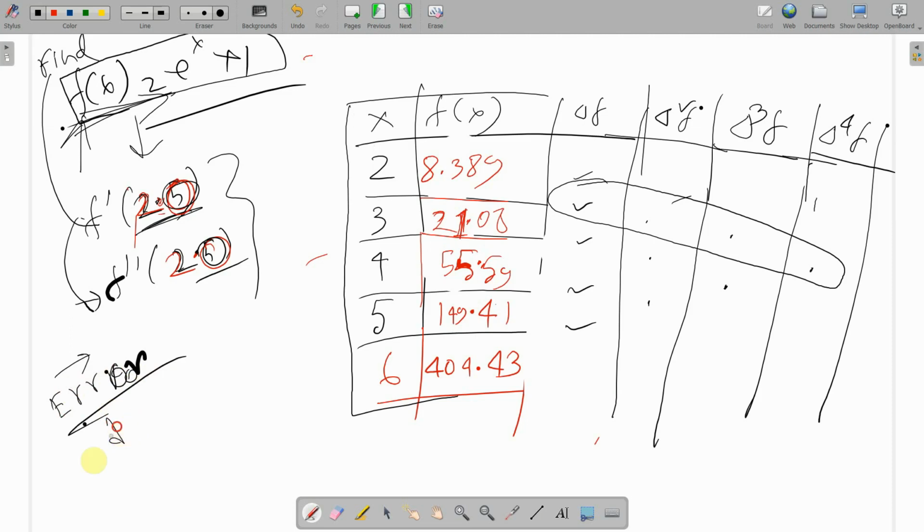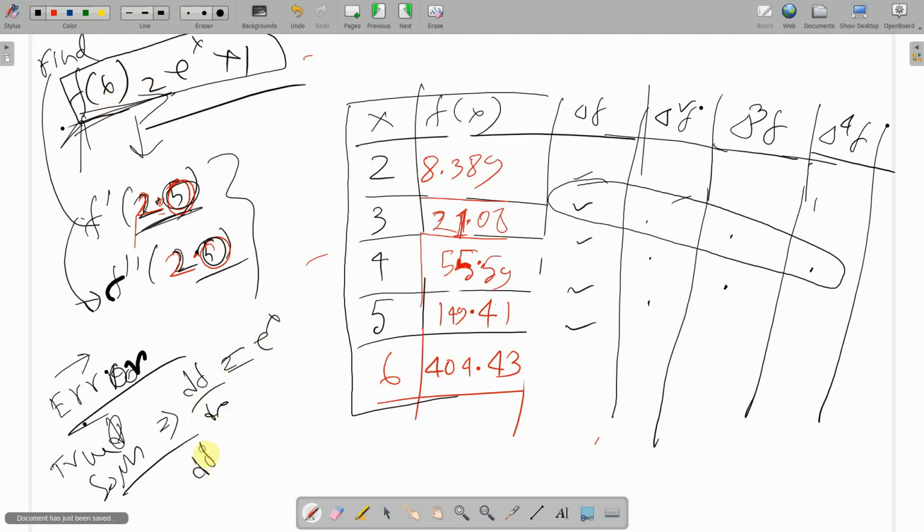Now to calculate error, first you have to find out the true solution. So how you can find out the true solution? We will be simply doing the df/dx of this function. What will be the value? E to the power x. So df/dx when x equals 2.0, what will be the value? It's coming around 8.389. Am I right? No, no. It's coming around 7.389.